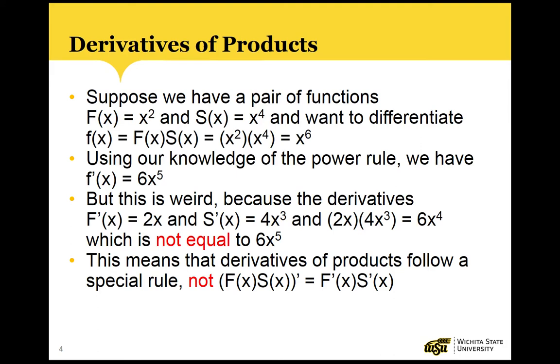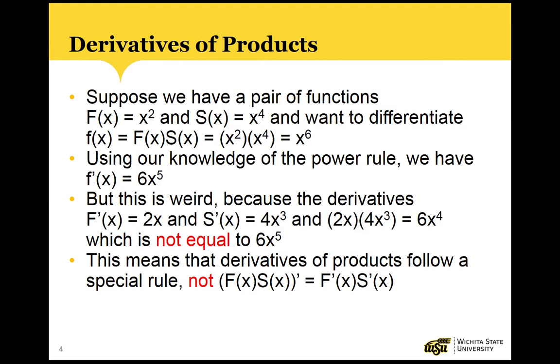The first piece that we're going to add is the idea of differentiating the product of functions. Suppose we have two functions, f of x equals x squared and s of x equals x to the fourth power. We would like to differentiate the product of that first and second function, x squared times x to the fourth, which we know is equal to x to the sixth. Using our knowledge of the power rule, we know that the derivative of this function is 6x to the fifth power.